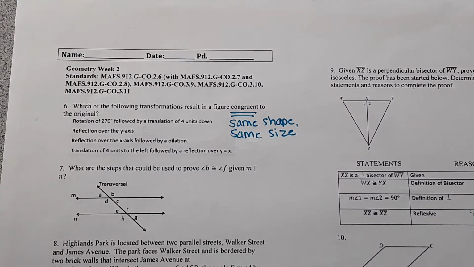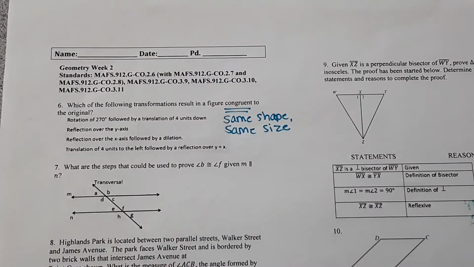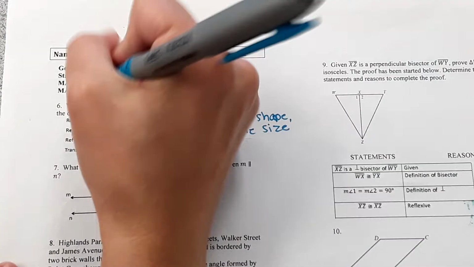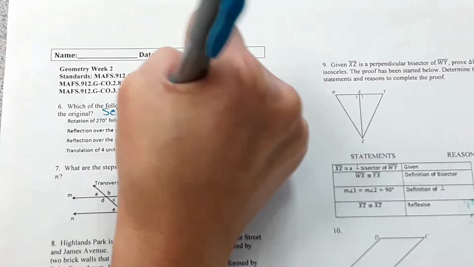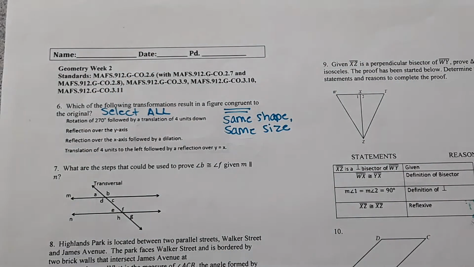Same shape, same size. So when you go through these answer choices, you're looking for the ones that just stay the same shape, same size. This is also a select all question, so there's going to be more than one correct answer. You can change the location without changing the shape or the size. So if you change its location, if you flip it, if you turn it, it's still going to be the same shape, same size. So it's a select all.